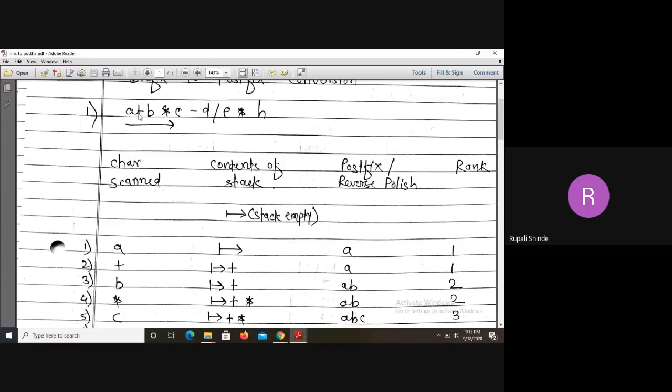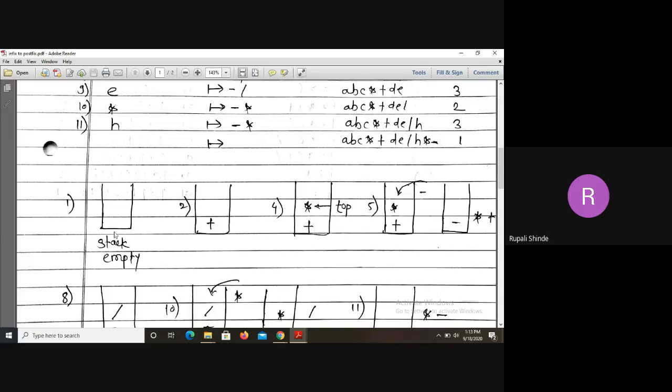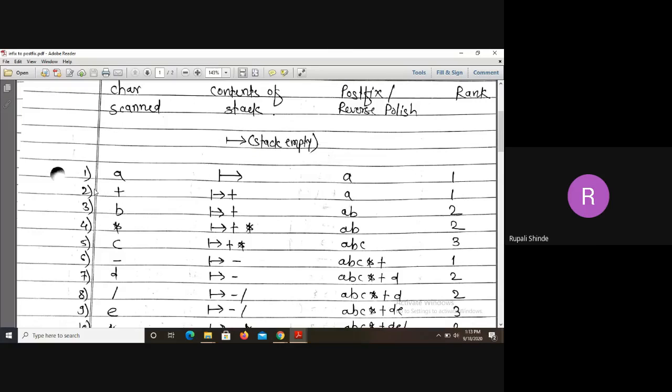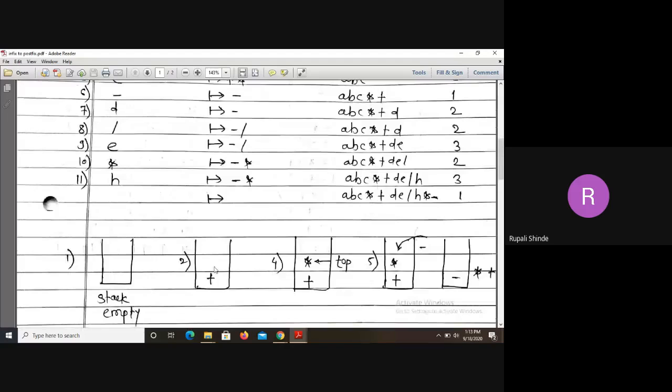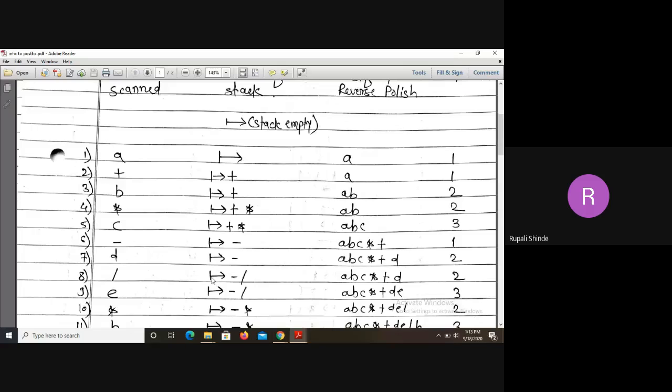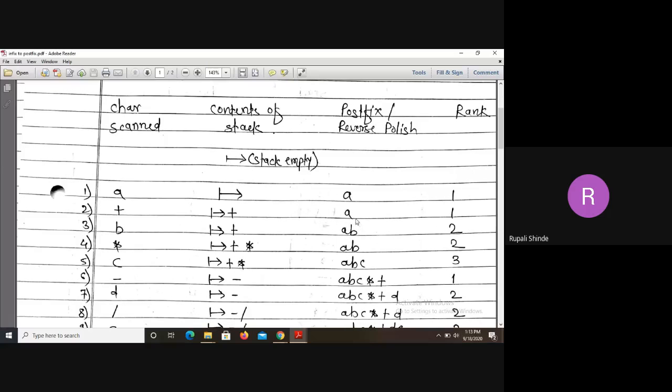Now move to the next element, and that is plus operator. So this is an operator, that's why we have to push this onto stack. Okay. Now initially stack was empty, now this stack is containing plus operator. So that is represented here. First step, stack is empty. Now at this second step, we have added this plus operator onto stack. Okay. So this is the stack representation. Now again this postfix form remains same, that is containing A only, and its rank is 1.